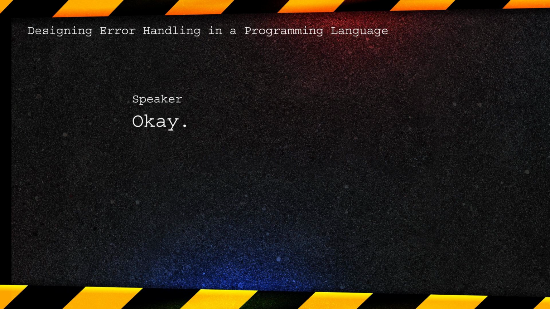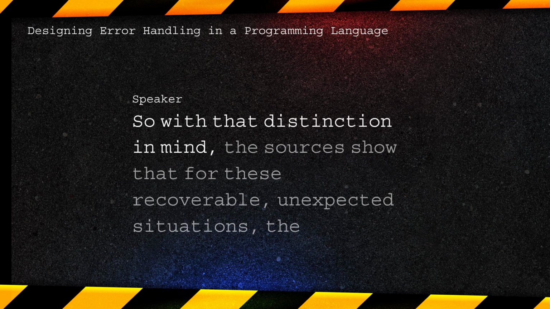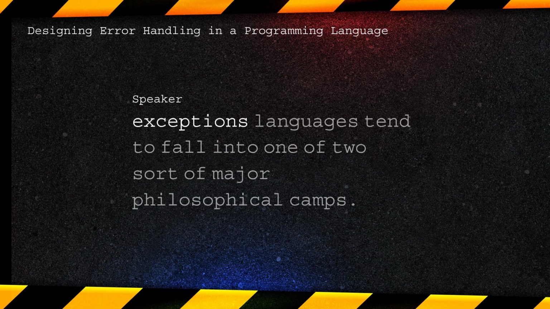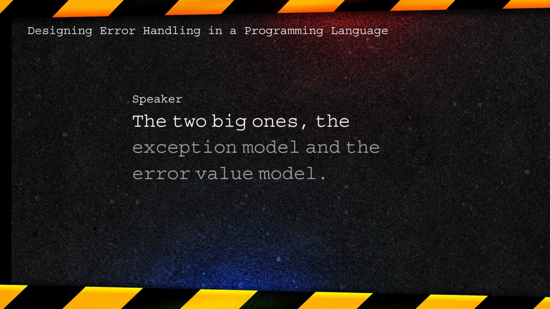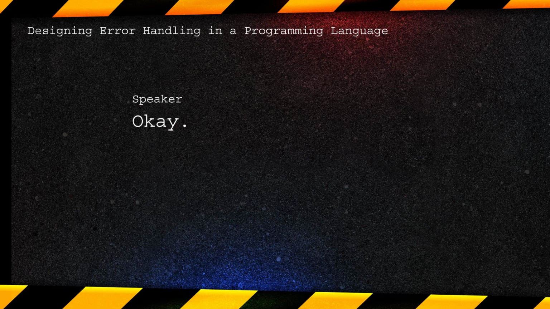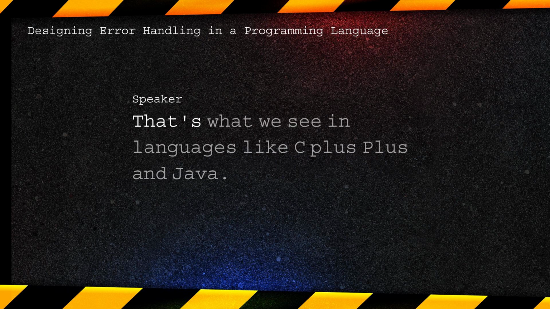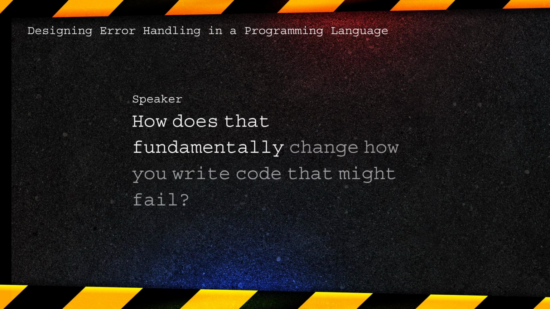Got it. Okay. So with that distinction in mind, the sources show that for these recoverable, unexpected situations, languages tend to fall into one of two major philosophical camps. Right, the two big ones. The exception model and the error value model. Okay, let's dive into the exception model first. That's what we see in languages like C++ and Java, right? How does that fundamentally change how you write code that might fail?